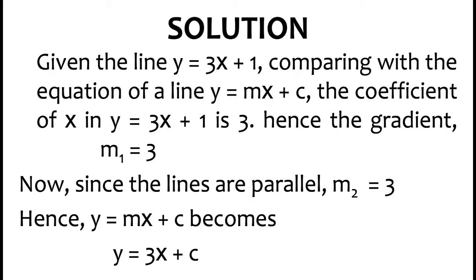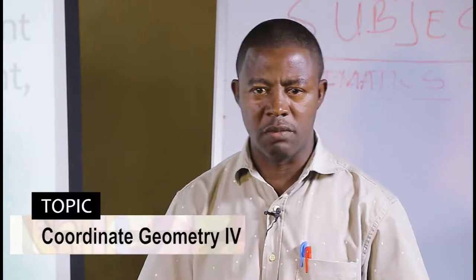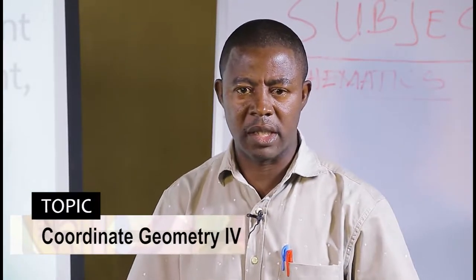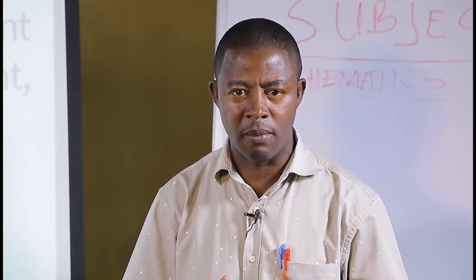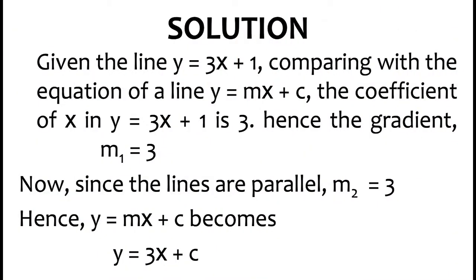Solution to our problem. We have the given line as y = 3x + 1. All you need to do is make a comparison with the general equation of a line in intercept form. The equation of a line in intercept form is y = mx + c. In this case, m is the gradient, while c is the intercept on the y-axis.